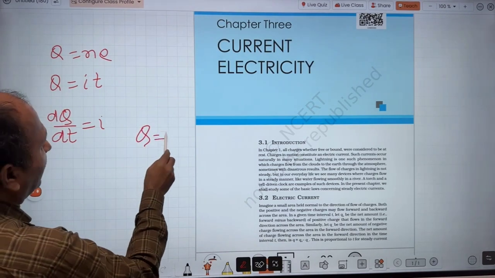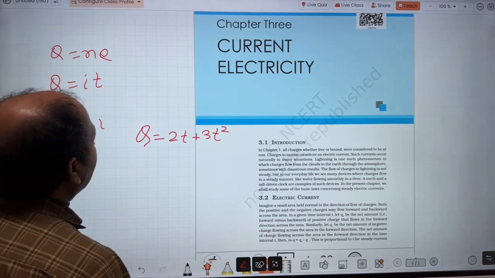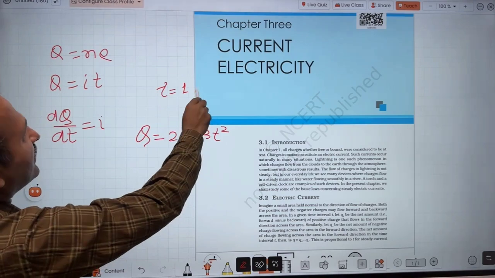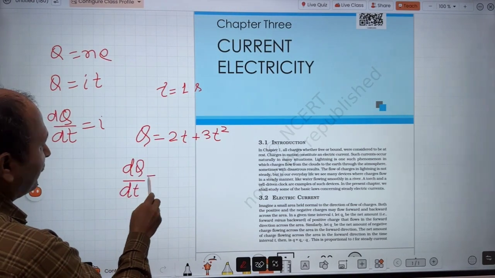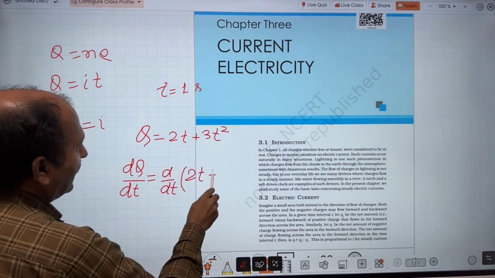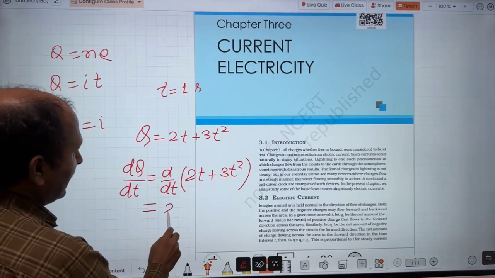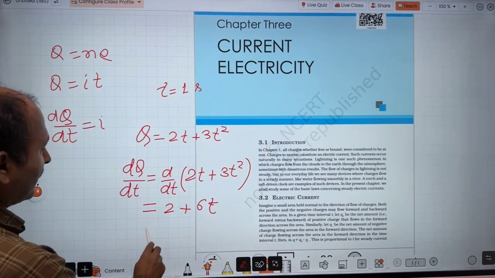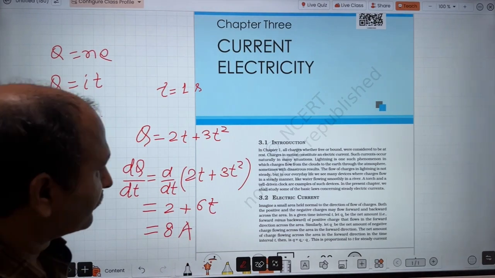Suppose you are given charge q equal to 2t plus 3t square, and you want to find out current when time equal to say 1 second. In that case, what will you do? You will find dq upon dt equal to d upon dt of 2t plus 3t square. If you differentiate it, this will give 2 and this will give 6t. Now put t equal to 1, so you will get 8 and the unit of current will be ampere.